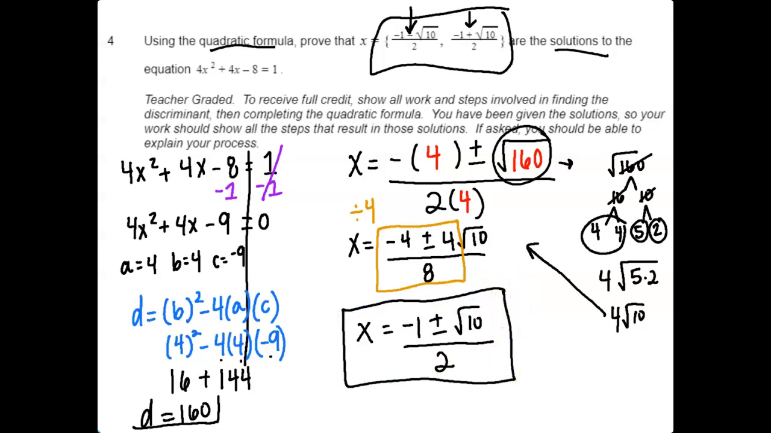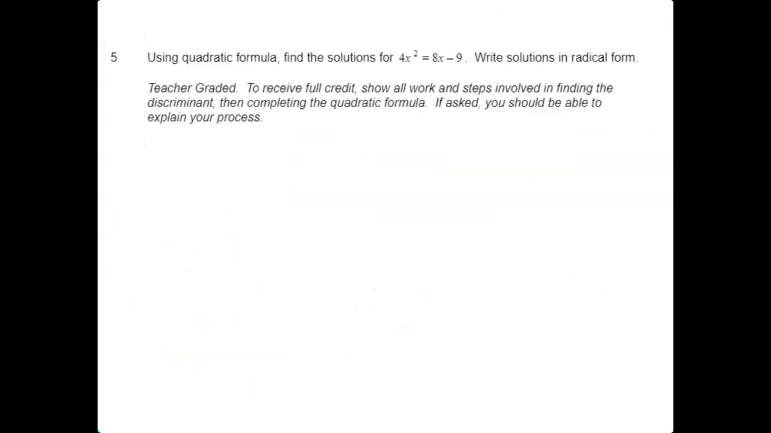All right, last but not least, number 5. So again, we're going to be using the quadratic formula to find the solutions of this equation and writing this in radical form. So making sure we're following directions, 4x squared is equal to 8x minus 9. Again, this has to be written in standard form.